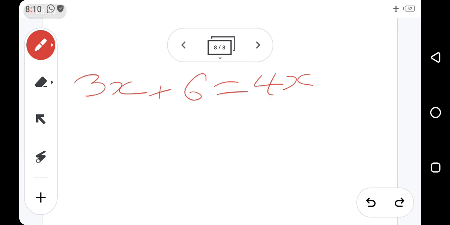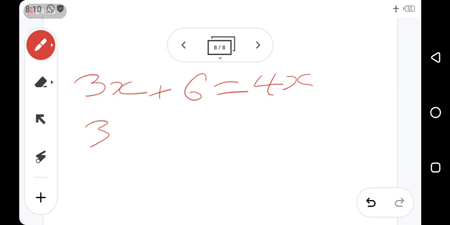So in terms of collecting like terms now, it's either two ways. It's either you take your 3x to this side or you bring your 4x to this side. Remember, this 4x is carrying a positive sign. So once you cross the equal sign, it becomes negative. But here your 3x is carrying a positive sign. So once you get to the other side, it's going to be carrying a negative sign.